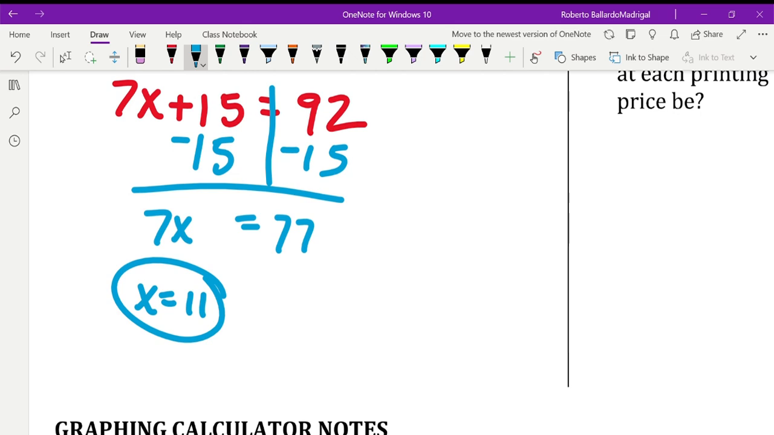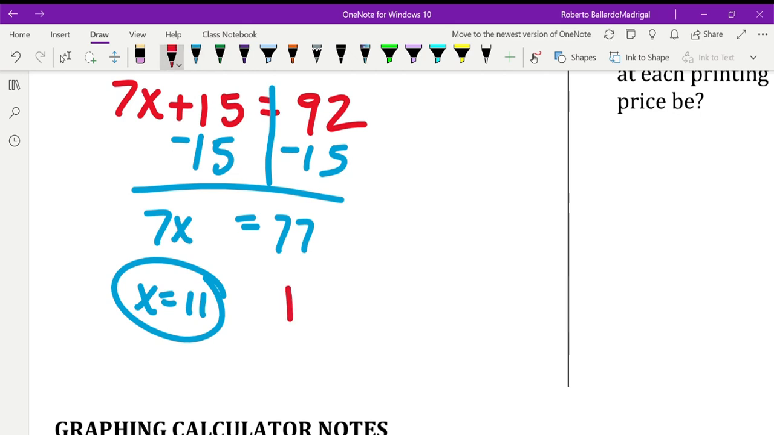What does this mean? What does 11 mean? Yeah, well, I know the input's 11, but what does it mean relevant to the question? 11 t-shirts cost how much? $92.